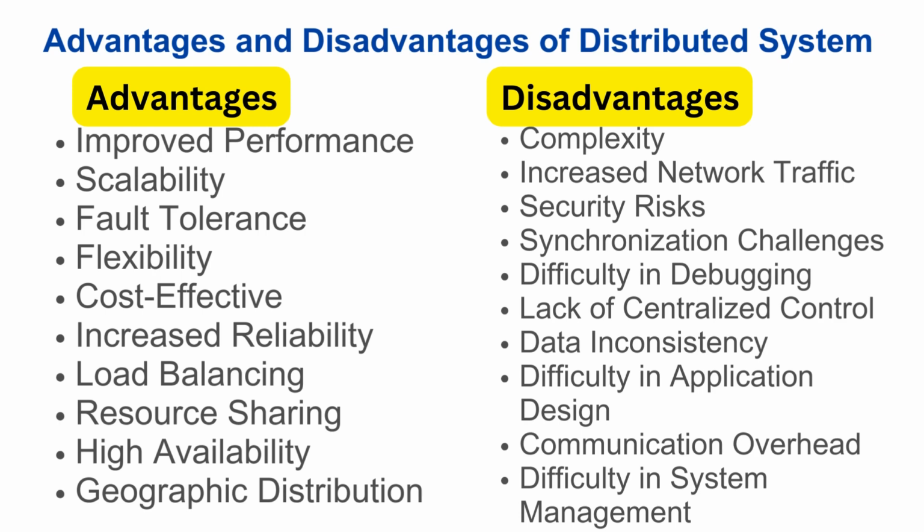And then we also have the difficulty in debugging and troubleshooting. So identifying and resolving issues in a distributed system can be more difficult compared to a centralized system. For example, diagnosing performance problems in a distributed application can require analyzing logs and metrics from multiple nodes, whereas in a traditional system it's centralized and it's easy to debug and find the problems.